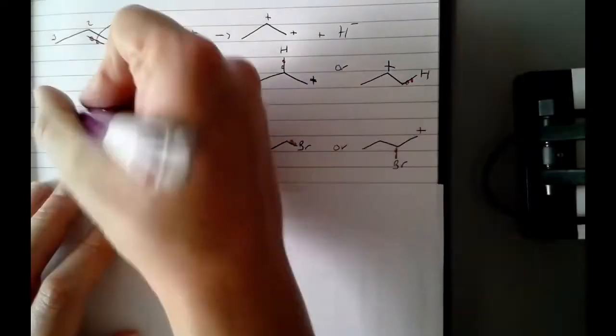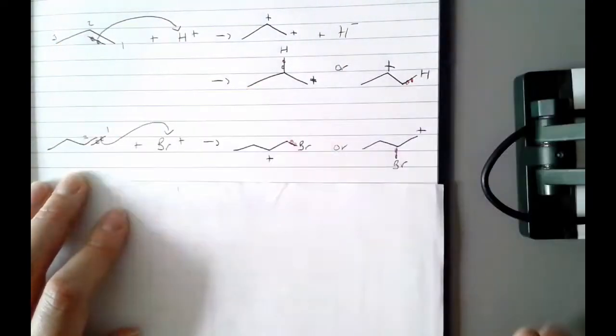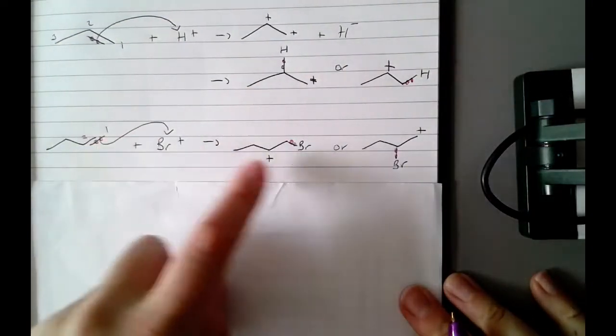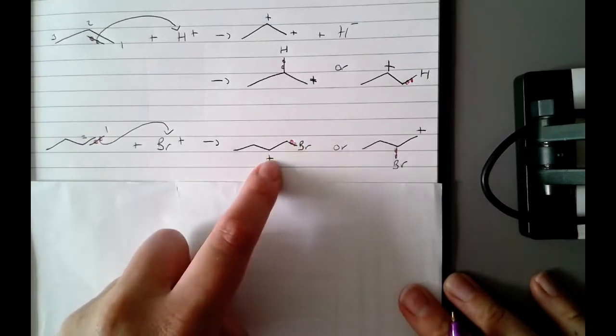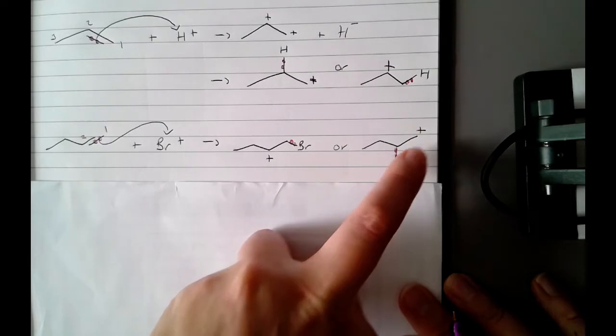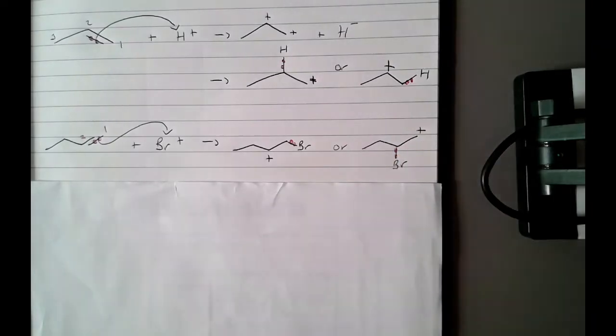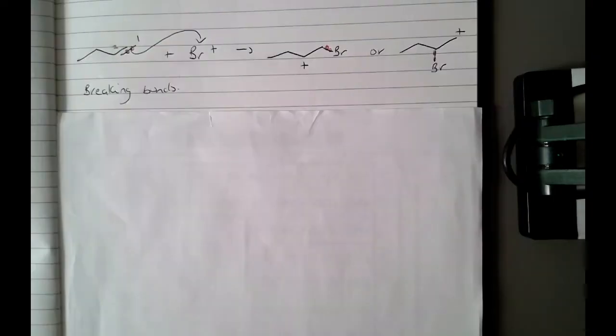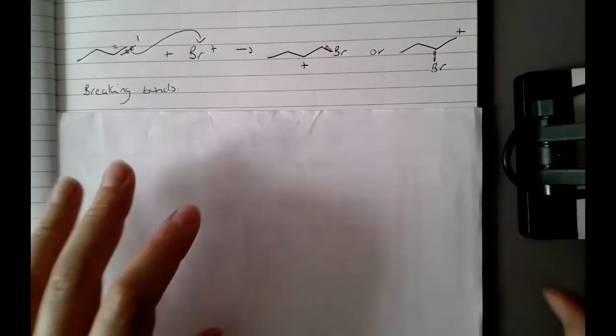And again, if I label these carbon 1 and carbon 2, one option is that carbon 1 forms a bond with bromine, carbon 2 gets a positive charge. The other option is that carbon 2 forms a bond with bromine, carbon 1 gets the positive charge. Okay, so we've had a look at using a lone pair to make a new bond and using electrons in a bond to make a new bond. We're now going to have a look at using curly arrows to show breaking of bonds.